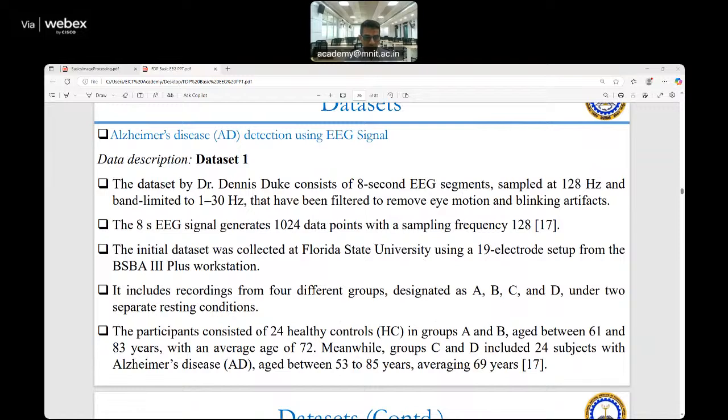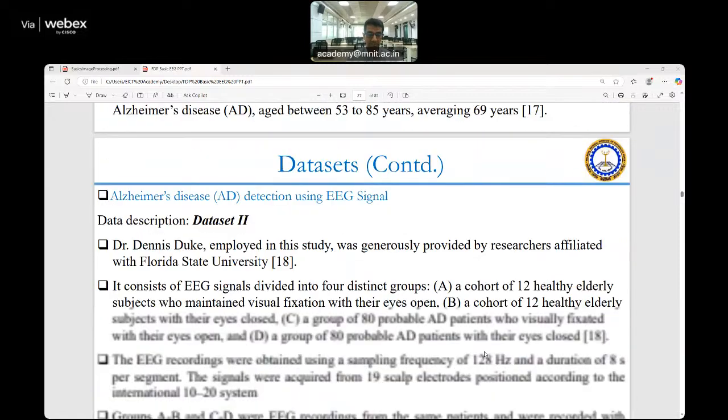Now, what is the profile of the participants? In groups A and B, the age is between 61 and 83 years. As we've already seen, Alzheimer disease is reflected with growing age, so with an average age of 72, this is basically the healthy control. Another group, C and D, includes 24 subjects with Alzheimer disease, aged between 53 to 85 years, averaging 69 years.